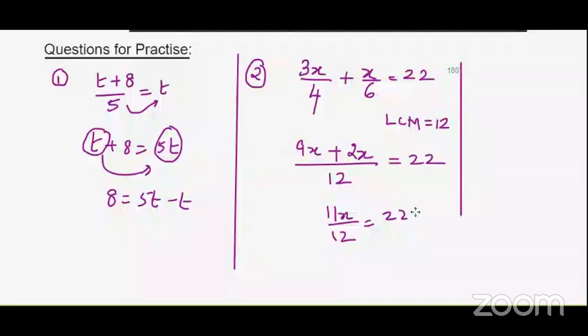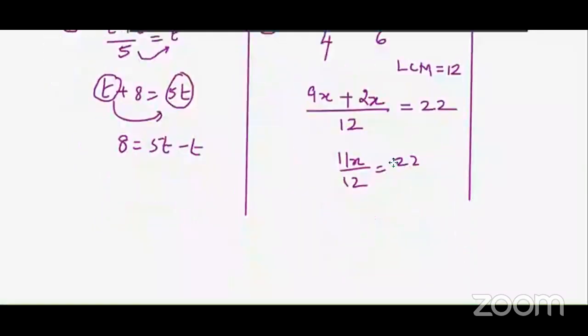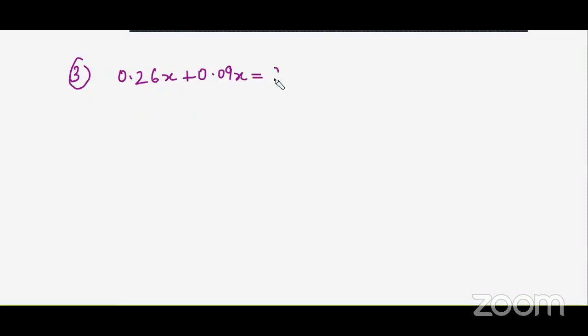Okay, let's take the next question. 2 more questions and then we'll end today's session. Okay, so let's take something with decimals. So if I have 0.26x plus 0.09x equal to 8 minus 0.45x. Too many terms, right? But I have to simplify this because they are like terms. So you have to add 0.26 and 0.09. So what will we get?